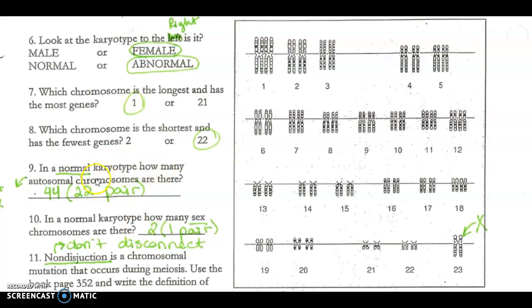In a normal karyotype, how many autosomal chromosomes are there? There are going to be 22 pair, 1 through 22. Those are autosomes, not involved in determining the gender. So there would be 22 pair or 44 autosomes. And then a pair should be a pair of chromosomes right there. This person would only have 45 chromosomes instead of the normal 46. In the normal karyotype, how many sex chromosomes are there? There should be 2, 1 pair, either an XX or an XY.